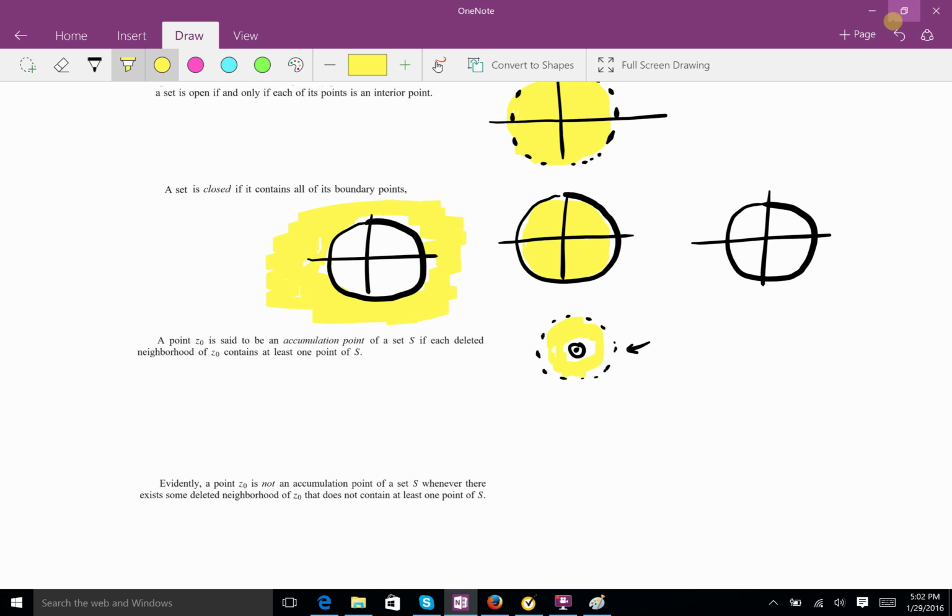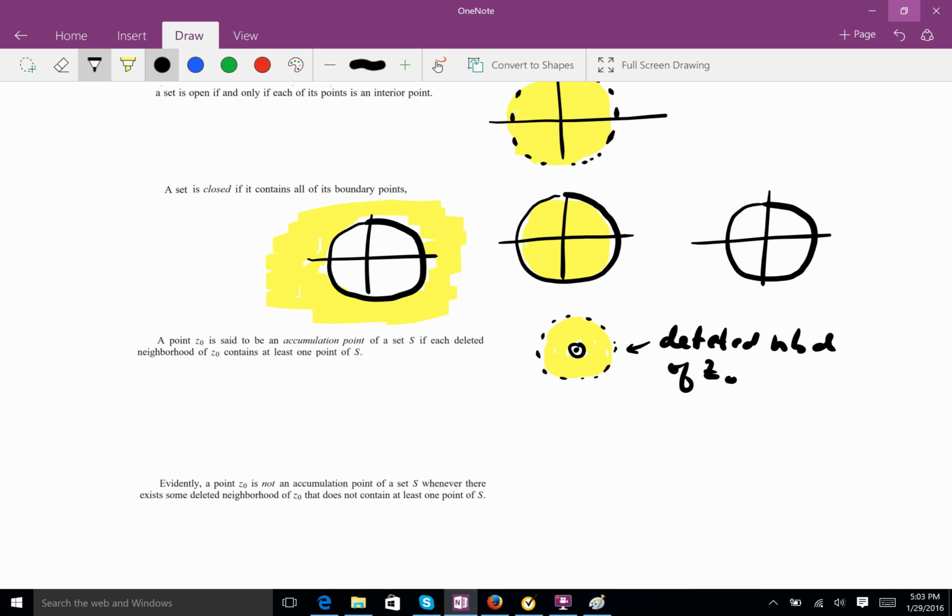This would be a deleted neighborhood. So it's an epsilon neighborhood that does not contain the center. So this is a deleted neighborhood. Z0. Okay. Now notice what it means to be an accumulation point. It means that if you're an accumulation point of a set S, every deleted neighborhood has to contain at least one point of S.